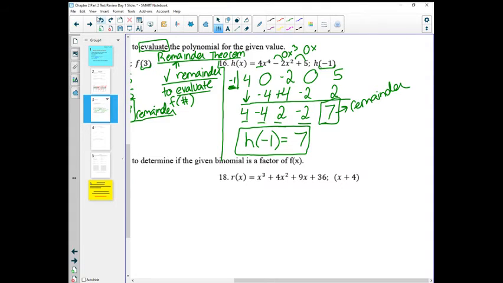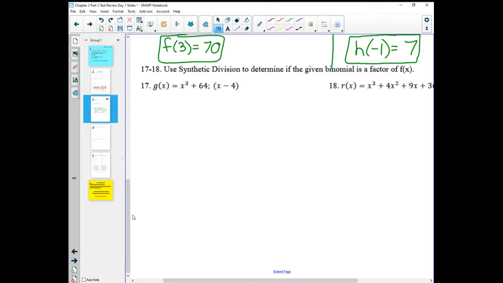On questions 17 through 18, it says use synthetic division to determine if the given binomial is a factor. This also comes from section 2.3b. In that section, we learned about synthetic division, but we also learned about something called the factor theorem.